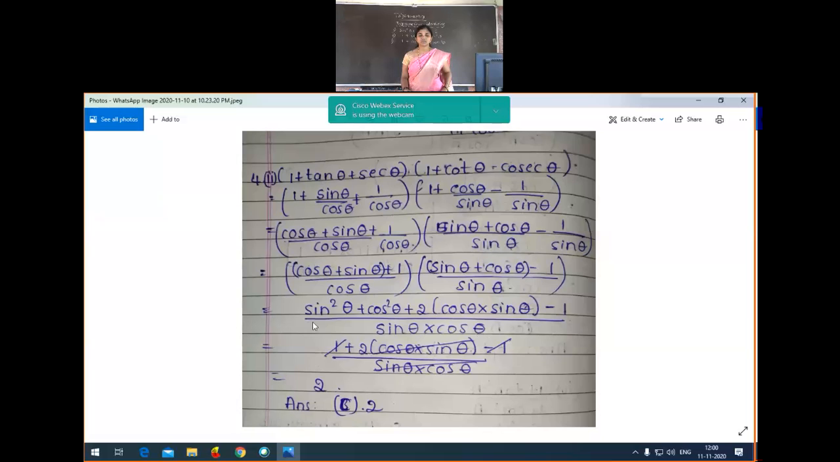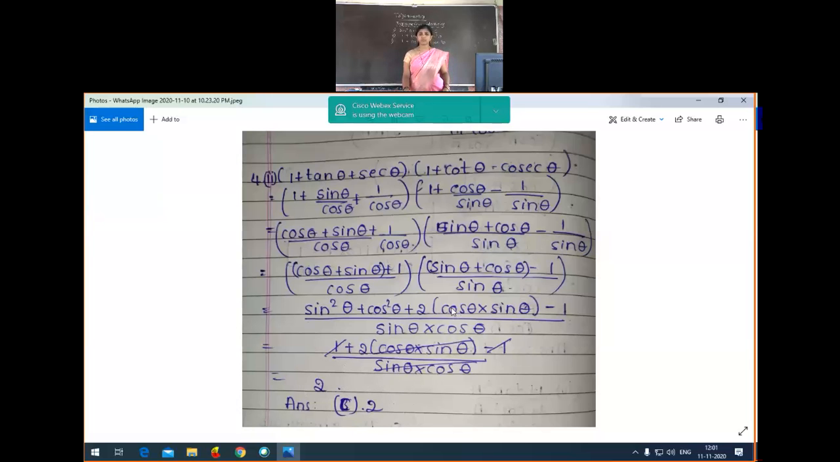Next, here you just observe sine square theta plus cos square theta. We have one identity. Substitute the identity as 1, plus 2 into cos theta into sine theta as it is, minus 1, divided by sine theta into cos theta. See here, in the numerator cos theta into sine theta and in the denominator also sine theta into cos theta, we can cancel, and plus 1 minus 1 we can cancel. Then the answer is plus 2. So the right option is option C.